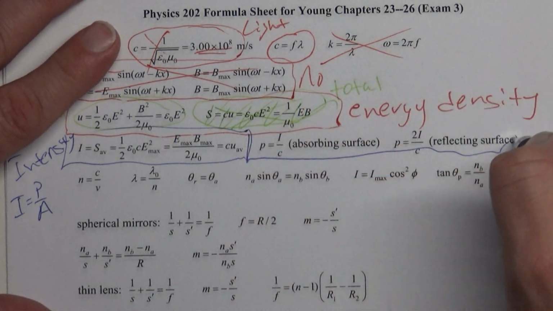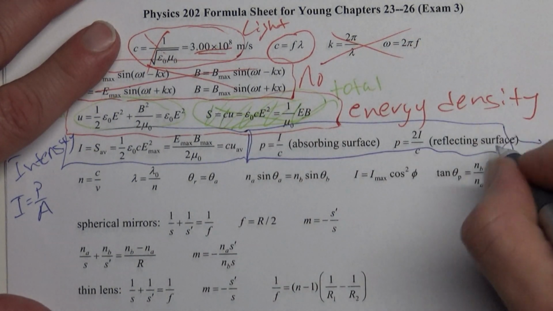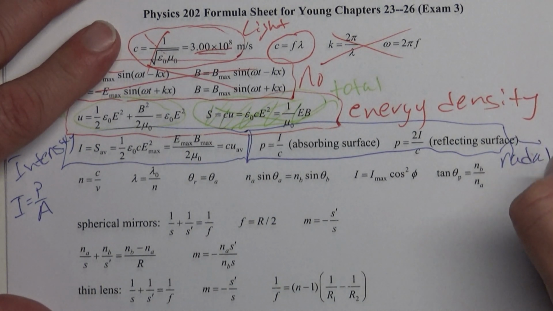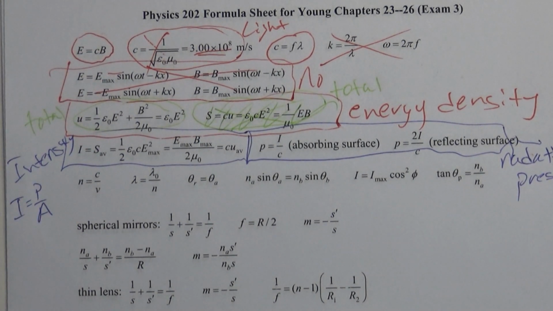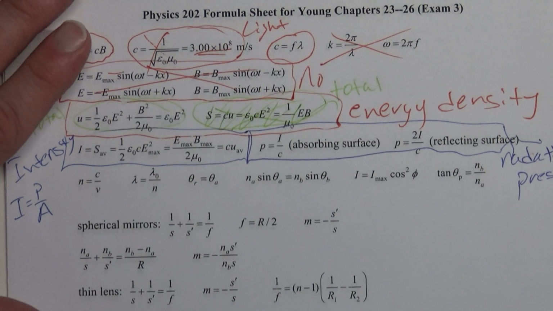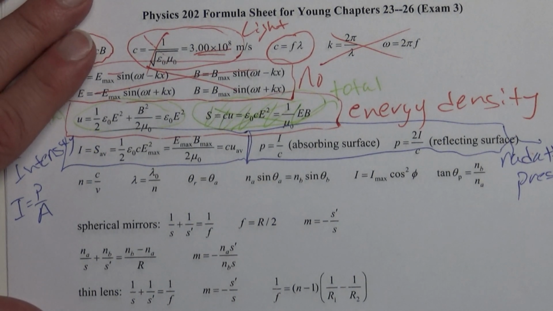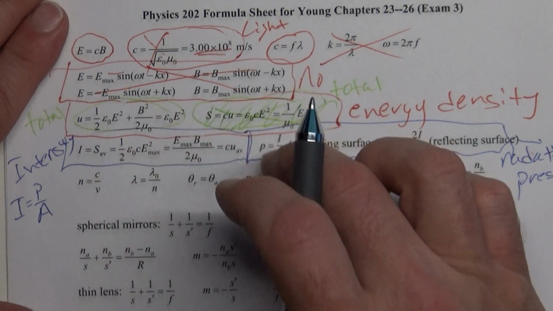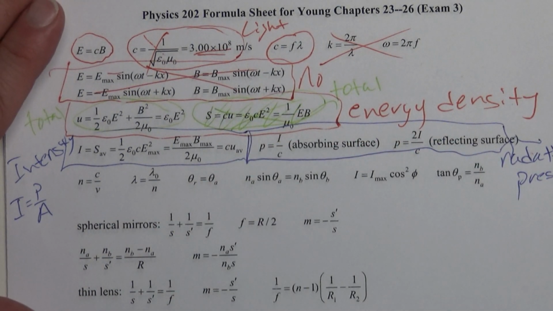This over here is radiation pressure. Okay, it's giving the pressure felt on an object due to light reflecting or being absorbed. The P is pressure, okay? The I is intensity. That's why they're next to each other. The C is speed of light, okay?